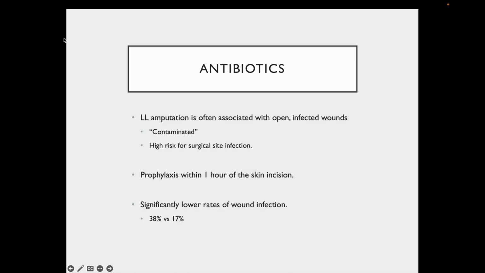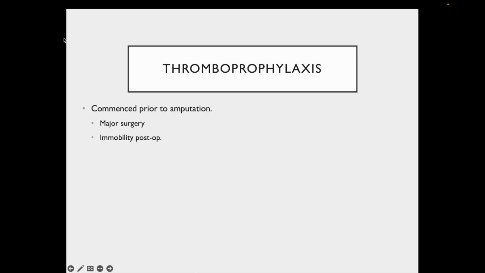Antibiotics. Lower limb amputation is often associated with open infected wounds, and therefore lower limb wounds tend to be considered contaminated, and they're high risk for surgical site infection. Therefore, prophylactic antibiotics are advised within 1 hour of the incision of the skin, and administration of antibiotics are associated with significant lower rates of wound infection, 38% versus 17%.